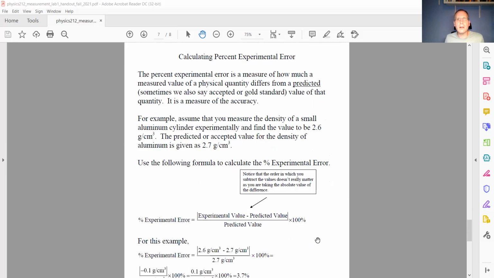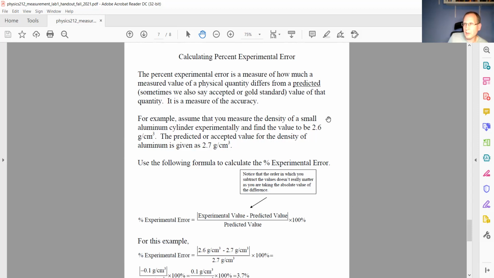Okay, the other thing that you're going to calculate throughout the entire semester, in many of these labs, is the percent experimental error. Now, this is a measure of the accuracy. I know it's confusing the way the terminology is, but this is when you want to compare an experimental value to an accepted gold standard predicted value.